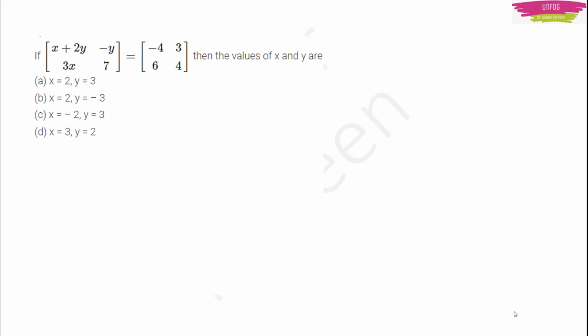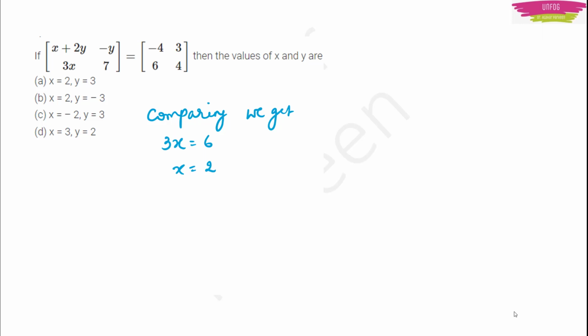Okay, moving on. This is also a similar type of sum, but here I have put one negative sign with one number. You have to find x and y. You have two matrices. One matrix is in the left hand side, the other one is in the right hand side, and they both are equal. So you can treat them. You can compare those two matrices. For example, I have taken 3x is equal to 6. I can also take x plus 2y is equal to minus 4, but then again for that I will have to find value of y.